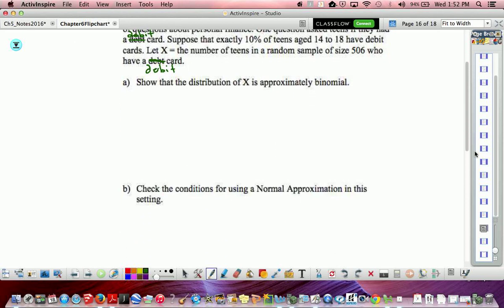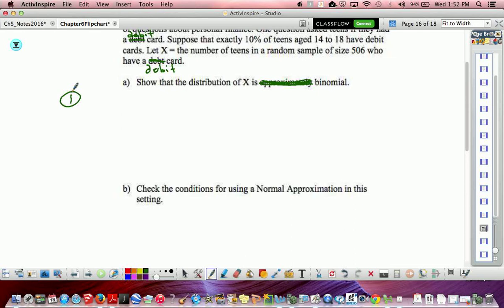So, A says, show that the distribution of X is, and I apologize, that says approximately binomial. Just show that it's a binomial situation. Either it's binomial or it's not. It's not approximately binomial. It can be approximately normal though. So, what's the first thing I check for it to be binomial?